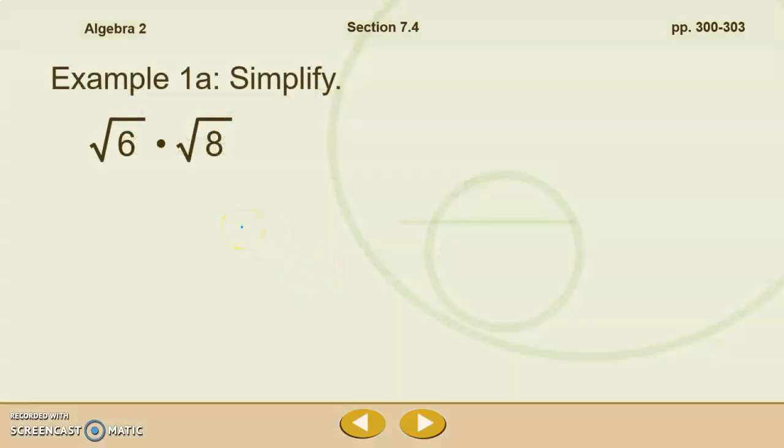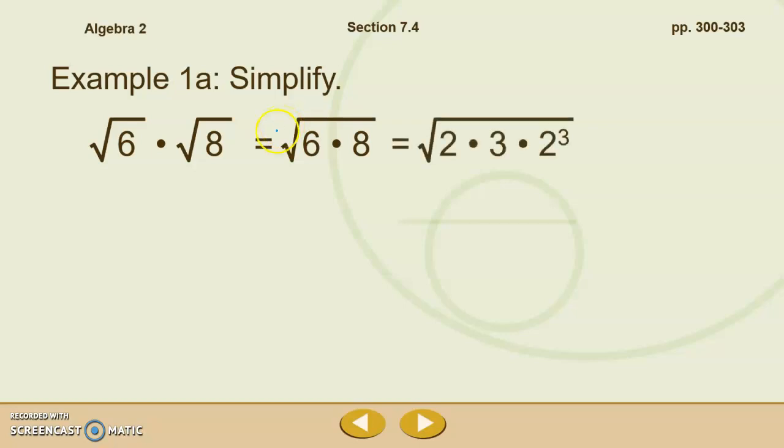All right, let's take a look at this example. We have the square root of 6 times the square root of 8. Neither one of these is a perfect square, so it's not like the example at the beginning where we just had 3 times 5. We can go about solving this 2 ways. We're going to look first at multiplying them. We're going to use the product property to rewrite that as the square root of 6 times 8.